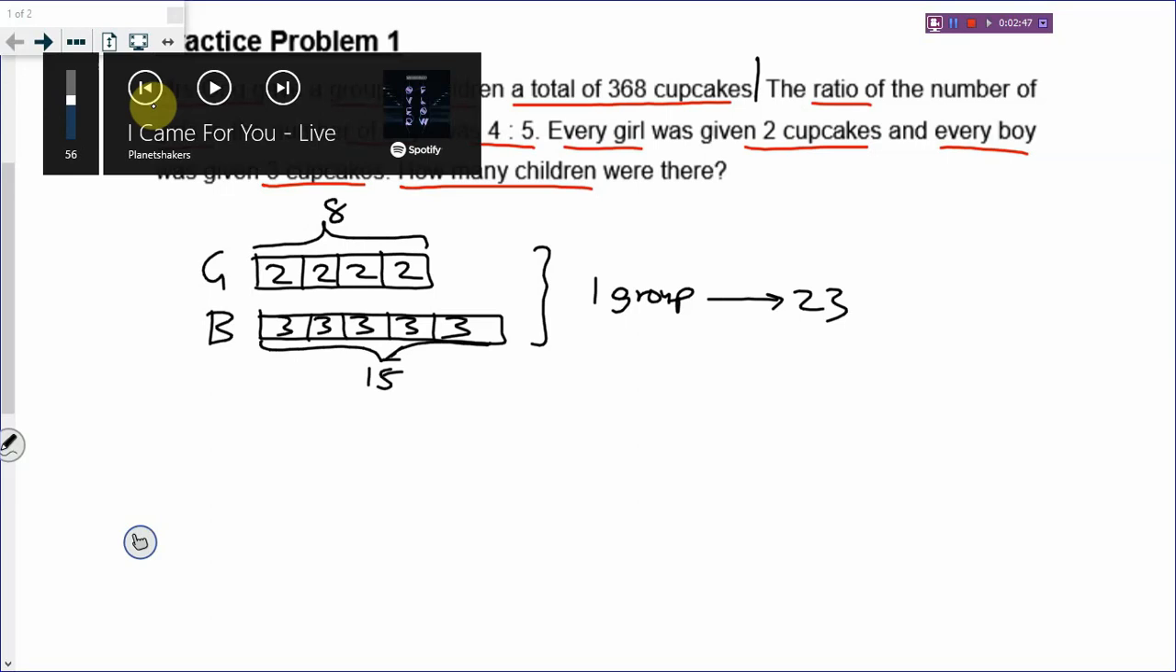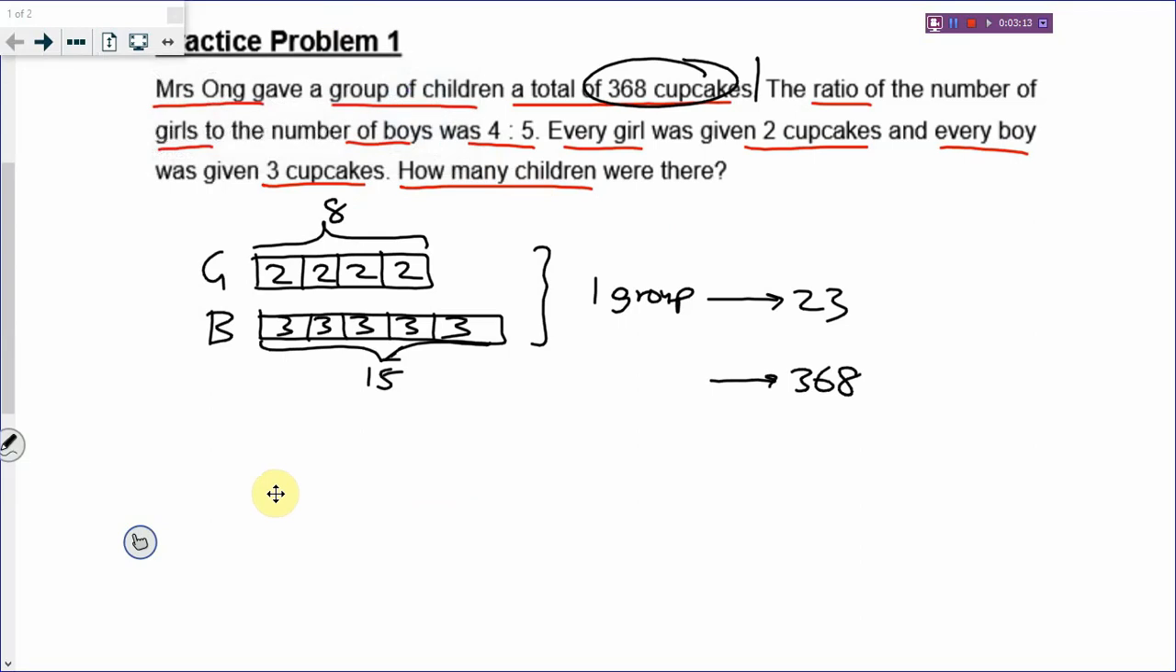Okay, now, once you have done that, what do you do? Then you have to look at the total number of cupcakes, and see how many groups make up 368. So 368 will be how many groups? You take 368 and then divide by 23. So 368 divided by 23, you will get 16, right? 16 groups. And if there are 16 groups, you can actually solve the problem.